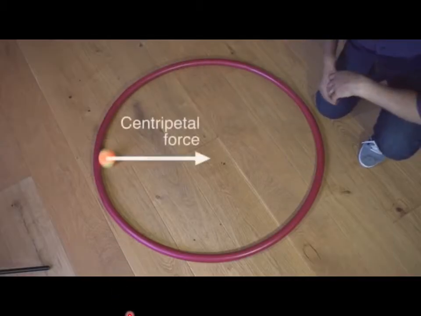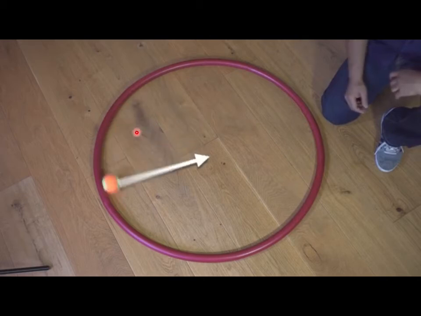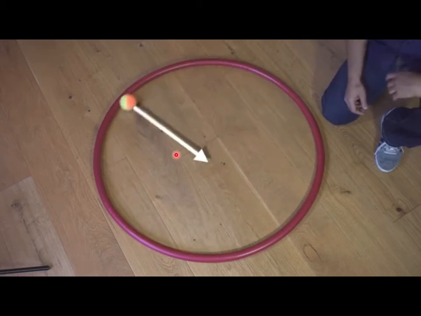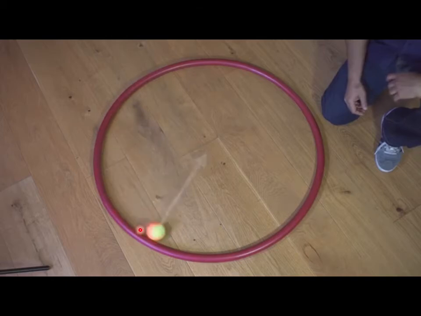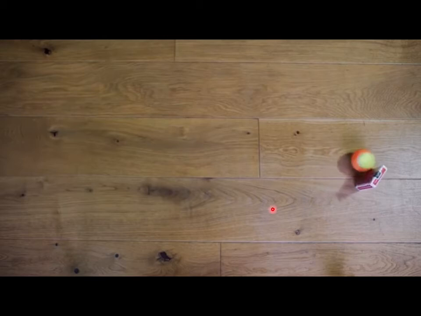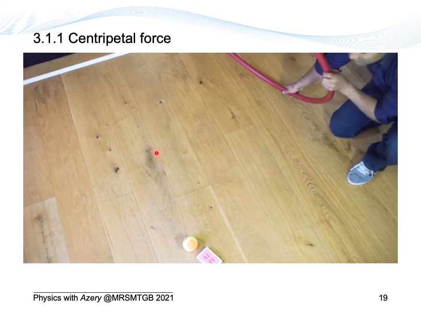Okay, you can see that the ball is rotating around the center, and we have the centripetal force. Centripetal force is always moving towards the center of the orbit, and this is the direction of the velocity. It's a straight line, you can see. If you remove the force, then the velocity will actually show that it is moving in a straight line.